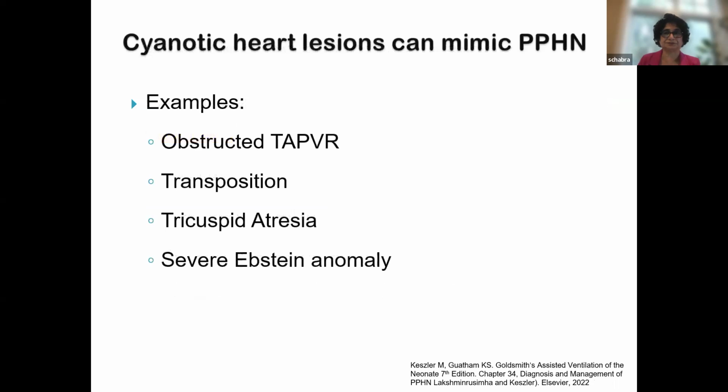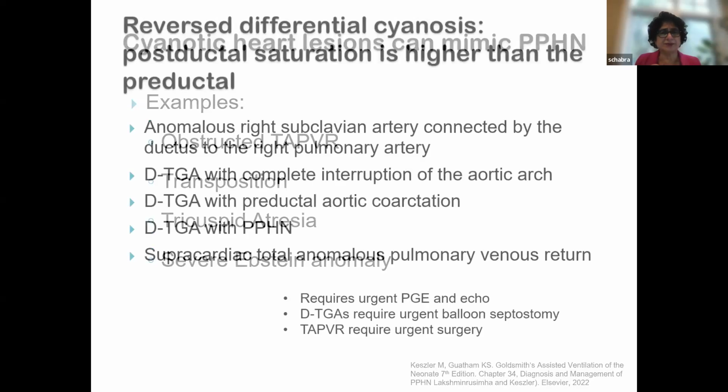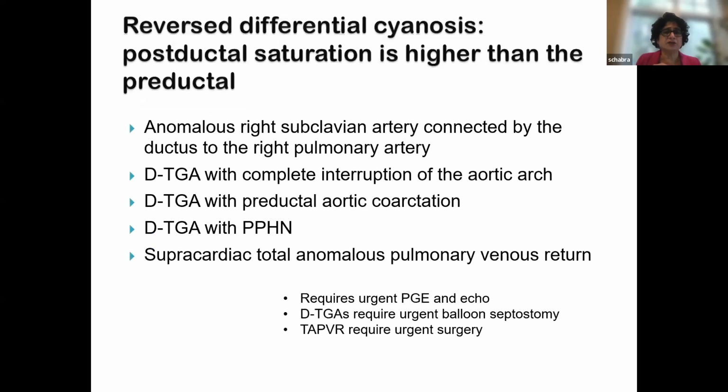All of these need an echocardiography. The other examples are obstructed TAPVR, transposition of the great vessels, tricuspid atresia, and Ebstein's. The reverse cyanosis, differential cyanosis, happens when the postductal saturation is higher than the preductal, and that can happen in transposition of the great vessels with complete interruption of the aortic arch, or preductal coarctation, or DTGA with PPHN, or supracardiac total anomalous pulmonary venous return.